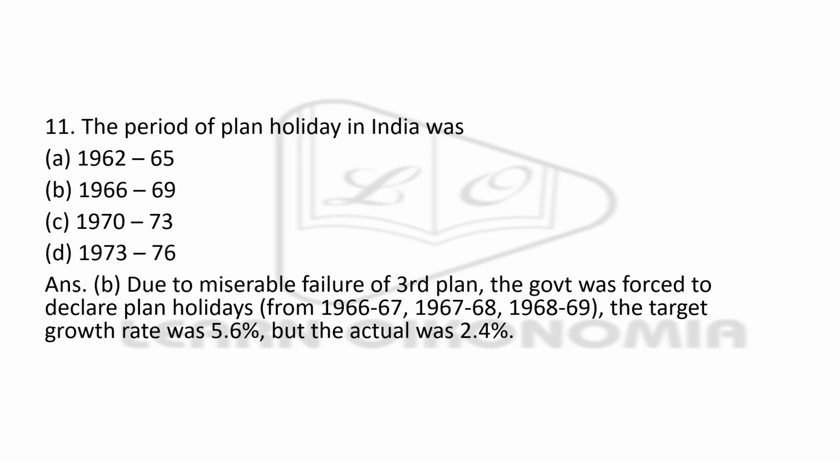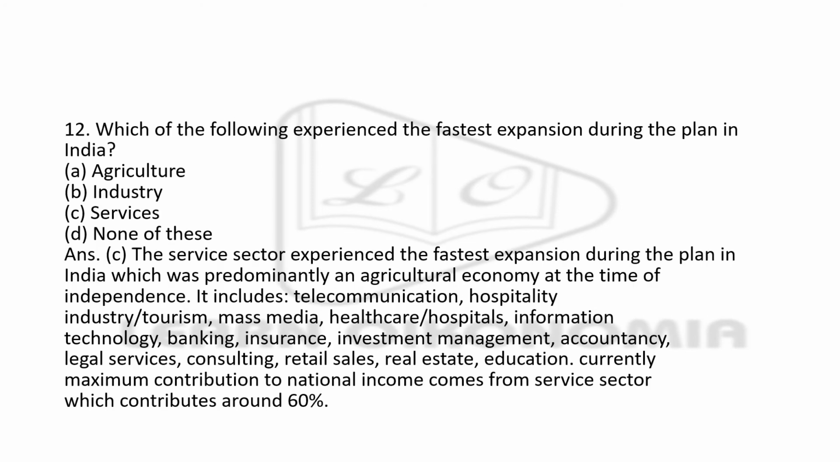Next, the period of planned holiday in India was: from 62 to 65, 66 to 69, 70 to 73, or 73 to 76. The right answer is option B, 66 to 69. So we had three annual plans during this time. From 66 to 67, one plan; 67 to 68, another annual plan; and 68 to 69, another annual plan. The target growth rate was 5.6%. What was achieved was 2.4%, comparatively much lesser than what was targeted.